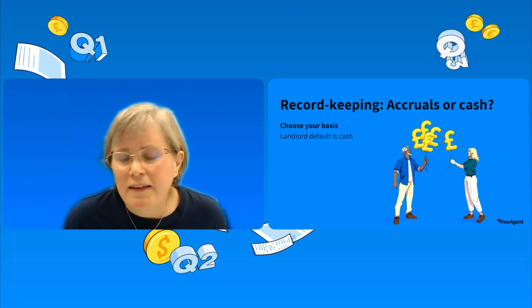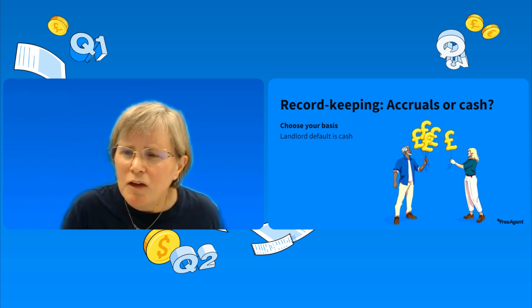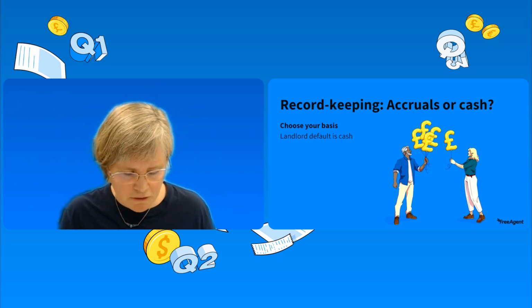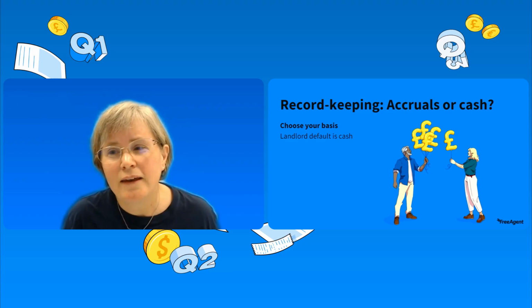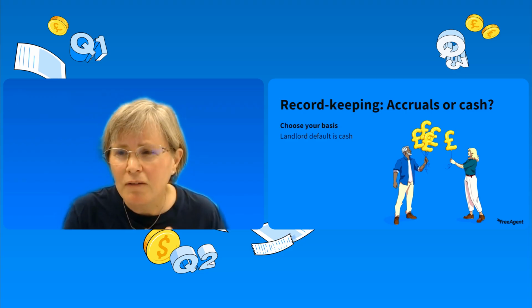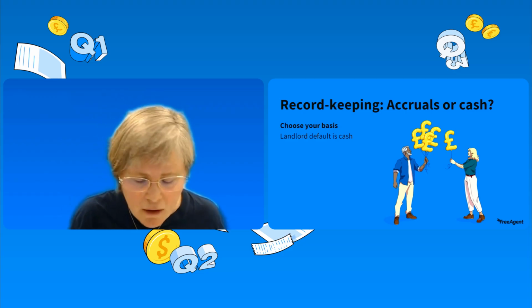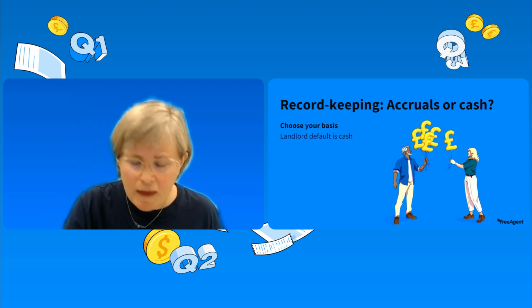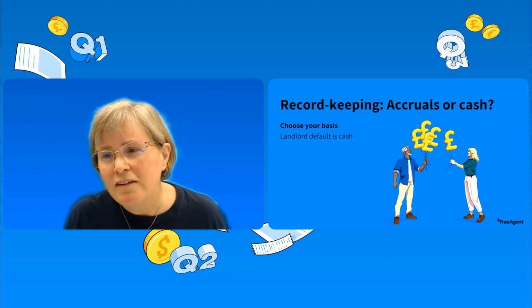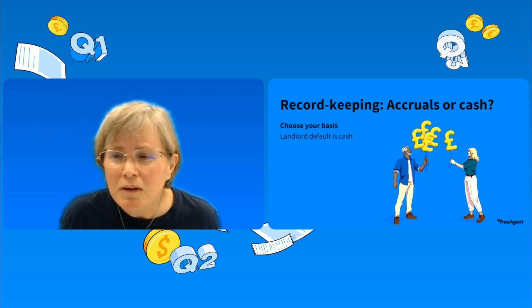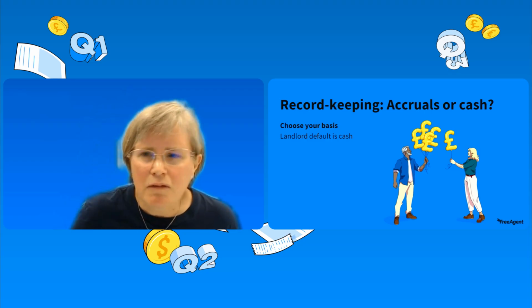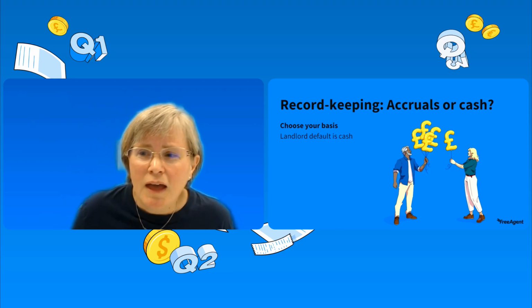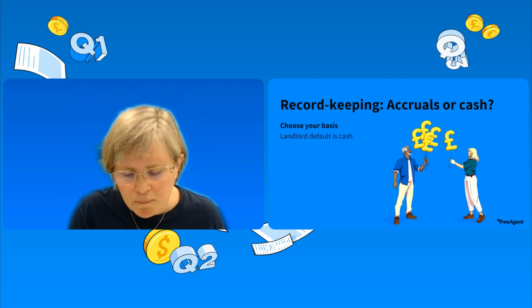Accruals or cash basis, and what does it mean? The accruals basis means that you count your income as happening when it was earned, and you count your costs as happening when you incurred them. The default for landlords is to do it the other way and use the cash basis. So you count your rent as when you received it, not when you were due to receive it. And you count your costs when you paid for them, as opposed to when they fell due.